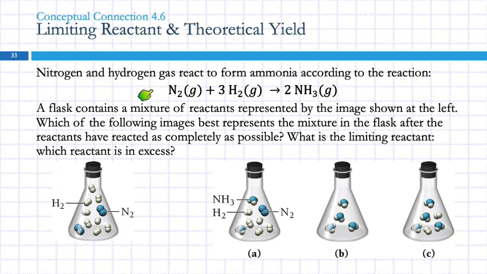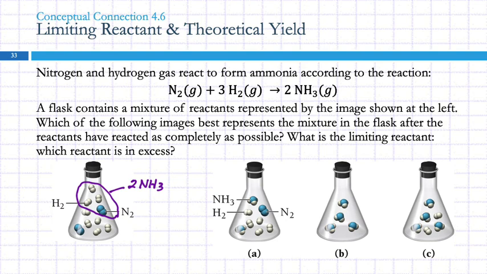So this is telling me that each nitrogen reacts with 3 hydrogens. So what if we group these guys, right? So there's a nitrogen and 3 hydrogens, and that's going to make 2 of the NH3s, right?